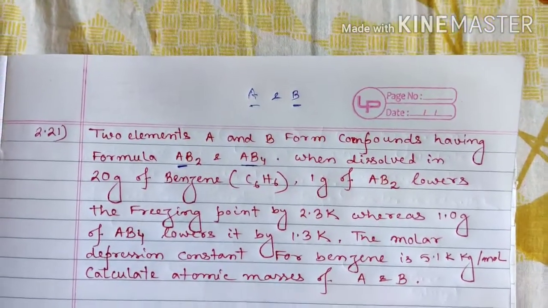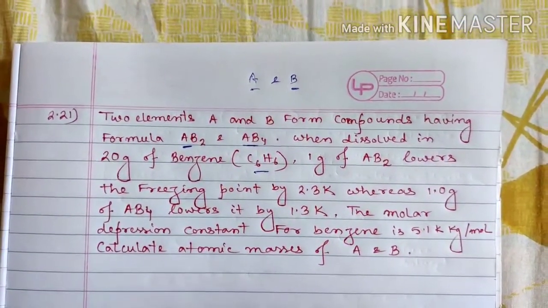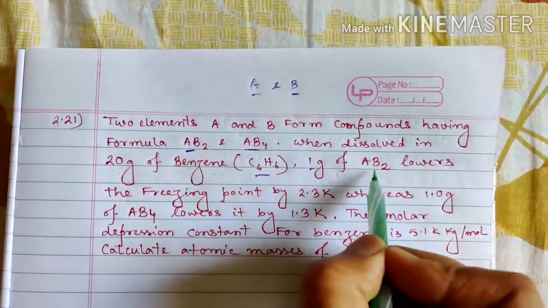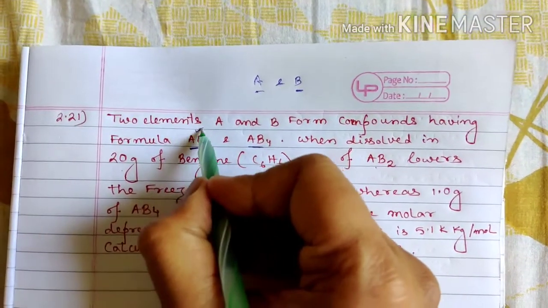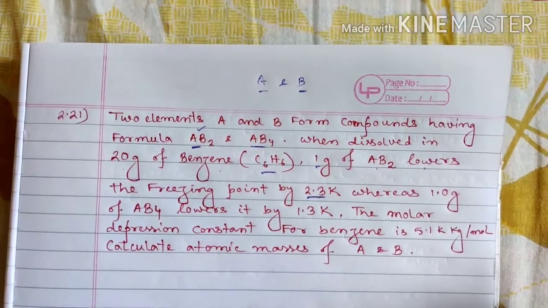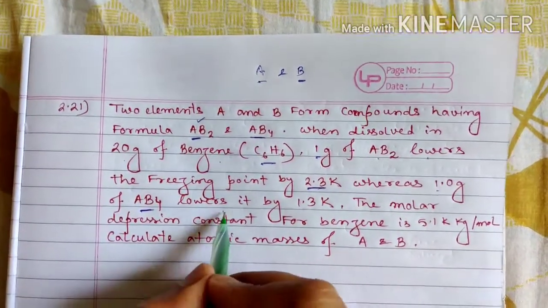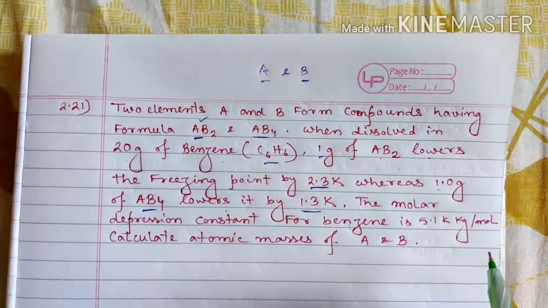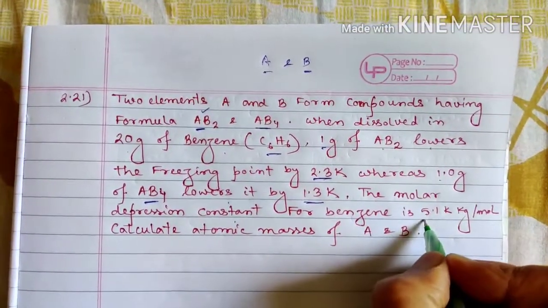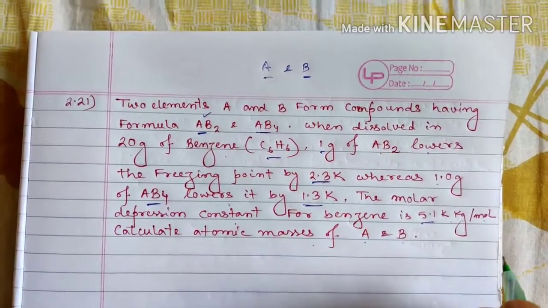When dissolved in 20 gram of benzene, 1 gram of AB2 lowers the freezing point by 2.3 Kelvin, whereas 1 gram of AB4 lowers it by 1.3 Kelvin. The formula is already given, although not required. The molar depression constant for benzene is 5.1 Kelvin kg per mole. Calculate the atomic mass of A and B.